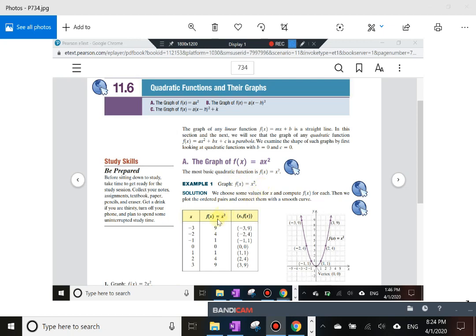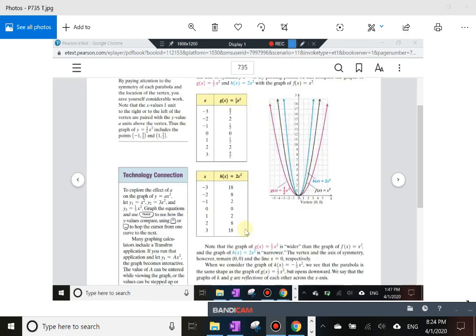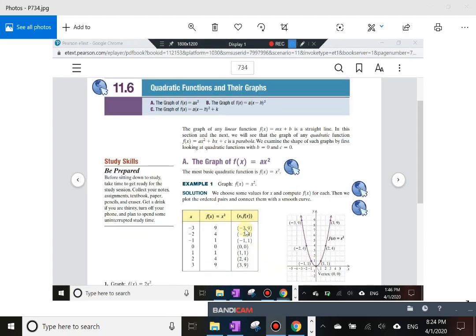So we're going to choose some selective points for x: -3, -2, -1, 0, 1, 2, 3. And then we're going to plug these numbers in for x into the function x squared. So -3 squared becomes 9, -2 squared is 4, and so on and so forth. Each of these will result in an ordered pair, which we can then graph. So -3, 9 would be one point on the graph of this quadratic function. The name of the graph, by the way, is called a parabola.